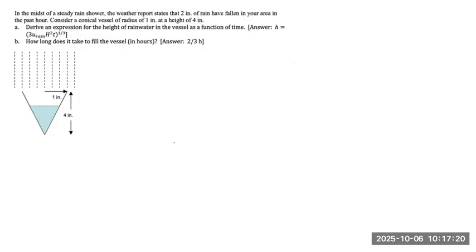Today we're going to go over this problem of fluid mechanics that deals with control volumes and control surfaces and conservation of mass. So in the midst of a steady rain shower, the weather report states that 2 inches of rain have fallen in your area in the past hour. Consider a conical vessel of radius 1 inch at a height of 4 inch. Derive an expression for the height of the rainwater in the vessel as a function of time. How long does it take to fill the vessel in hours?